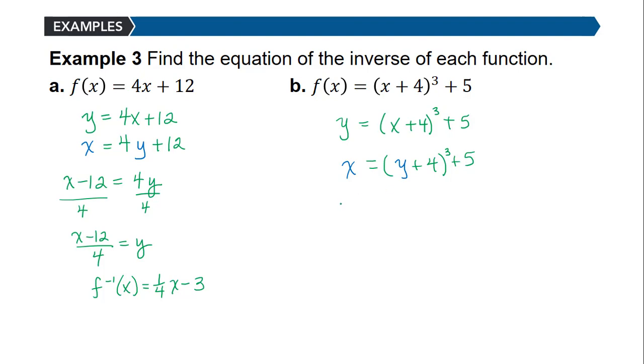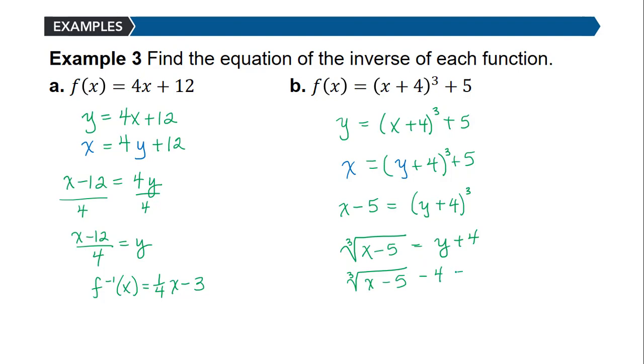The first thing we do is subtract 5 from each side to get x minus 5 equals (y plus 4) cubed. To get the y plus 4 out of this cube, I need to take the cube root of each side. So this will give me the cube root of (x minus 5) is equal to just y plus 4. And now to solve for y, I can subtract 4. This gives me the cube root of the expression x minus 5, then outside of that, I have minus 4 equals y.